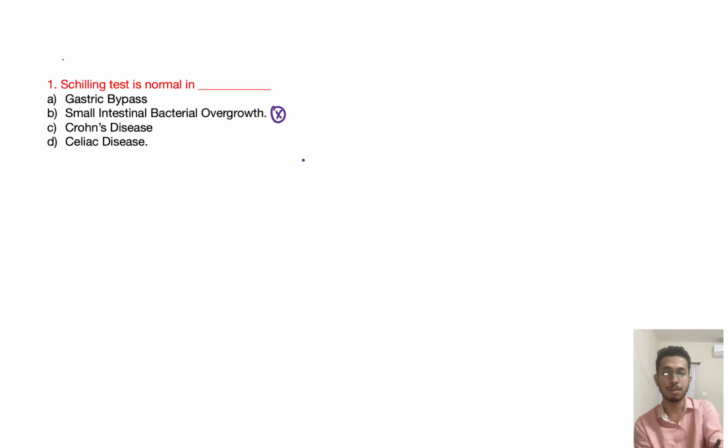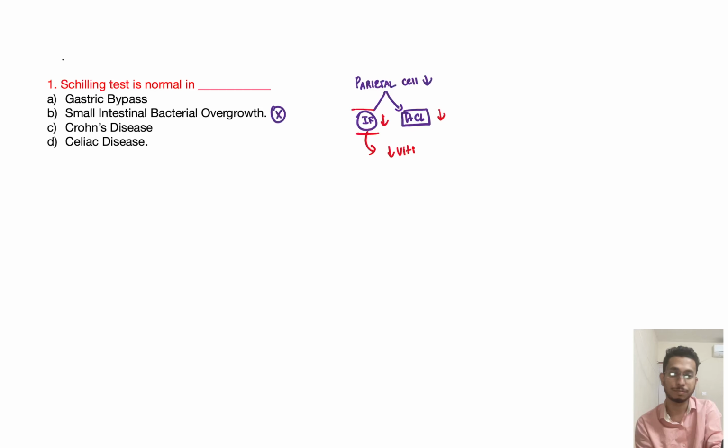Now, what happens in gastric bypass? Gastric bypass is an operation in which part of the stomach is taken away. The stomach contains parietal cells, so the number of parietal cells will also decrease. Parietal cells are responsible for secretion of intrinsic factor as well as HCl. As intrinsic factor and HCl will be below par in a gastric bypass patient, this deficiency of intrinsic factor will lead to deficiency of vitamin B12 and an abnormal Schilling test. So, obviously this is also not the answer.